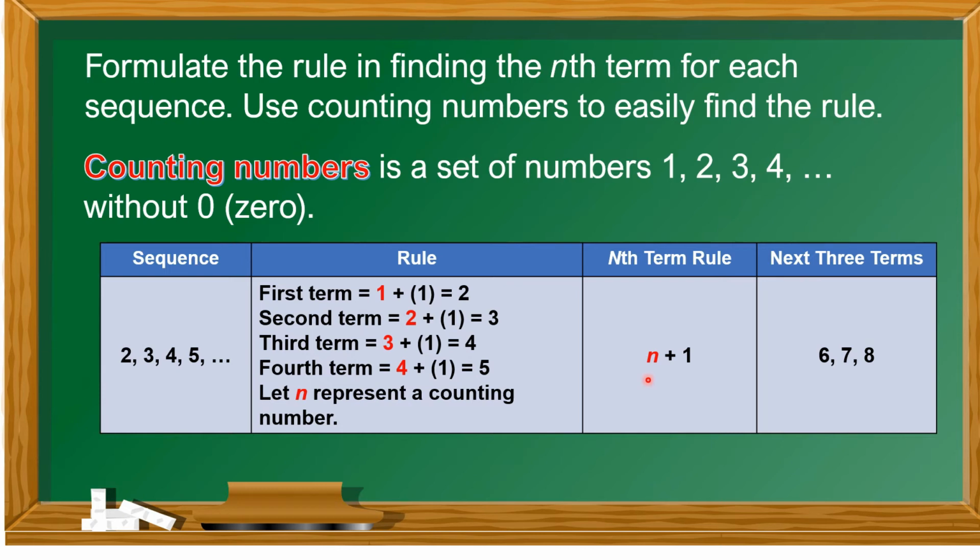Using this nth term rule, for the fifth term, we are going to use counting number 5 plus 1 to get 6. For the sixth term, we are going to use 6 plus 1, the answer is 7. And the last one is counting number 7 plus 1, the answer is 8.